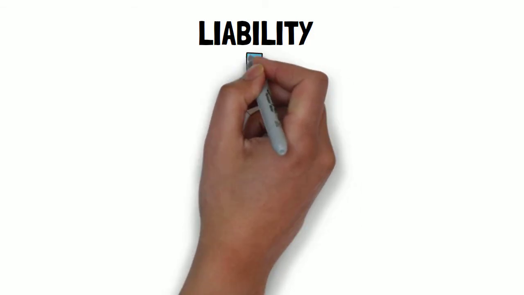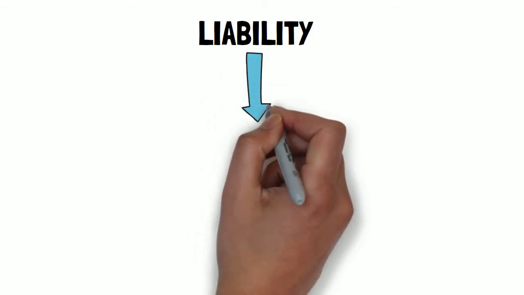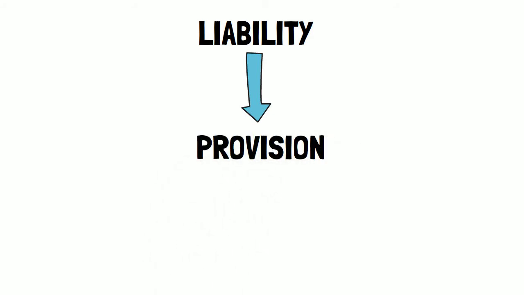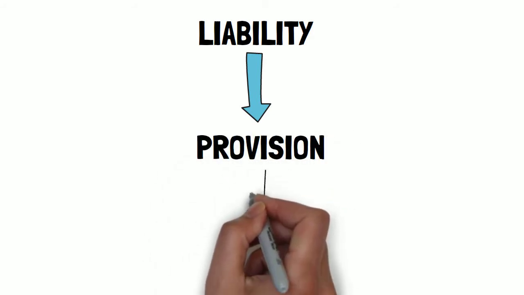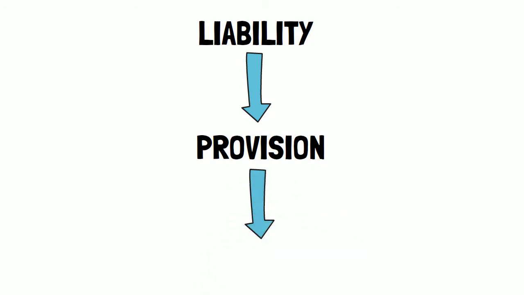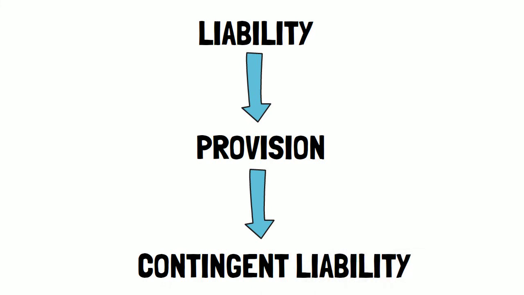In order to understand what a contingent liability is, we need to go through the process of redefining a liability, understanding what a provision is, and then understanding what a contingent liability is. This is because a contingent liability is pretty much something that doesn't meet the criteria of a provision.